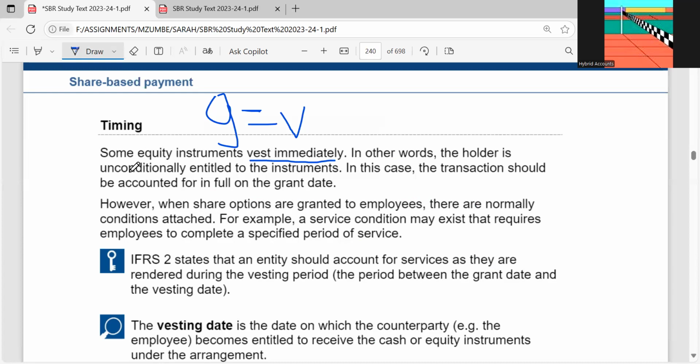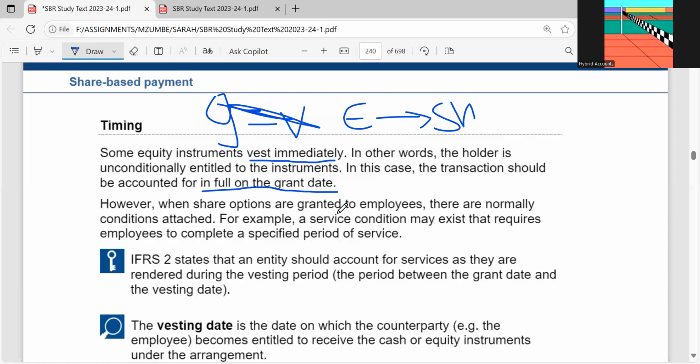You see, so that one would have a vesting period. So all employees who have stayed for all that period would be considered for the final settlement, right? In other words, the holder is unconditionally entitled to the instruments, and in this case, the transaction should be accounted for in full at the grant date. Of course, because the grant date is the same as the vesting date. So you recognize equity in other components of equity, and at the same time you recognize the shares, because there is no time gap there. Of course, this one would be obvious. We're just going to deal with the complex one.